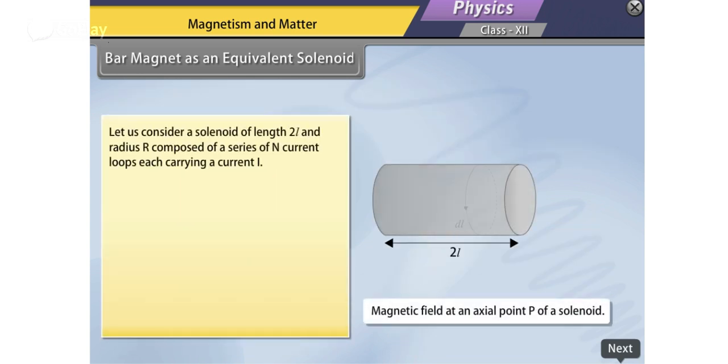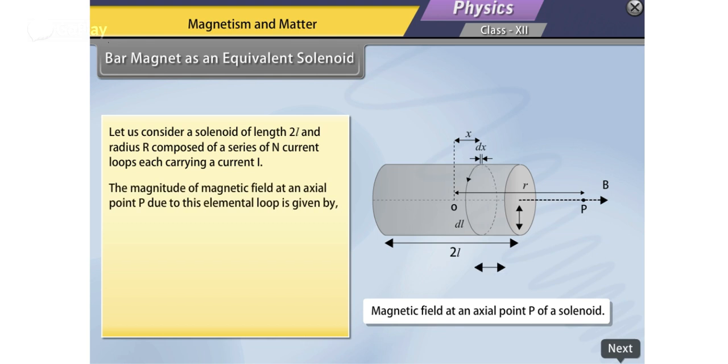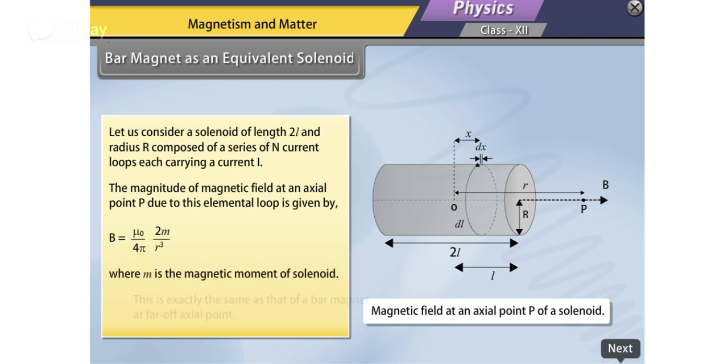Let us consider a solenoid of length 2L and radius r composed of a series of n current loops, each carrying a current I. The magnitude of magnetic field at an axial point P due to this elemental loop is given by μ0/4π multiplied by 2m/r³, where m is the magnetic moment of the solenoid. This is exactly the same as that of a bar magnet at a far-off axial point.